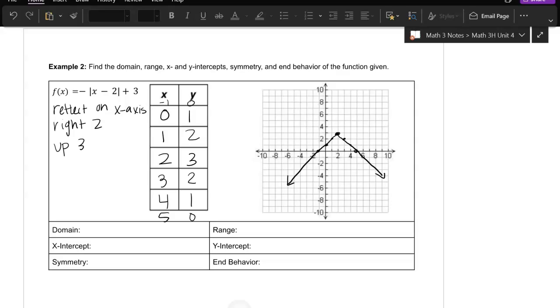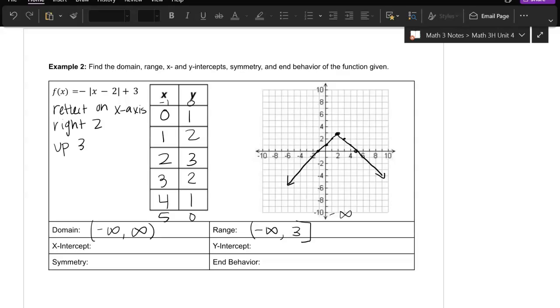Domain, we have arrows on both ends, so -infinity to infinity. Also, we're not dividing by x, we're not square rooting x, so we don't have those restrictions. Range bottom to top, this time our arrows are coming from the bottom. Remember, the bottom of our graph is -infinity for y, so -infinity, and we're stopping at that high point, which is at 3, and it's going to be a bracket because it's part of our graph.